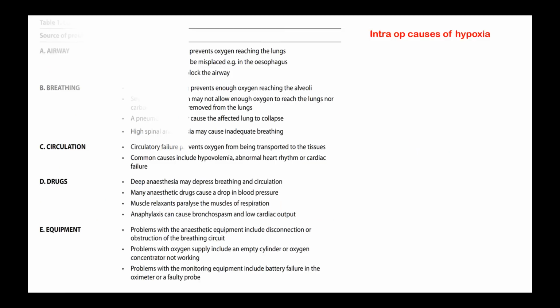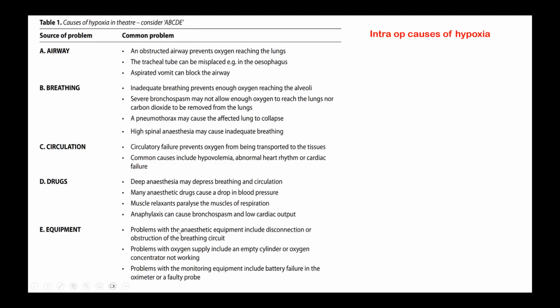Now, coming to the intraoperative causes, they can be classified as A, B, C, D, E. A because of obstructed airway problems, B because of the breathing circuit and breathing devices problem, which usually can either be an equipment problem or be because of the occurrence of pneumothorax or pulmonary edema, a lung related problem, or a high spinal producing muscle paralysis and inadequate breathing, and circulatory problems like sudden hypotension or abnormal heart rhythm and cardiac failure or sudden cardiac depression. All these things can lead to hypoxemia.